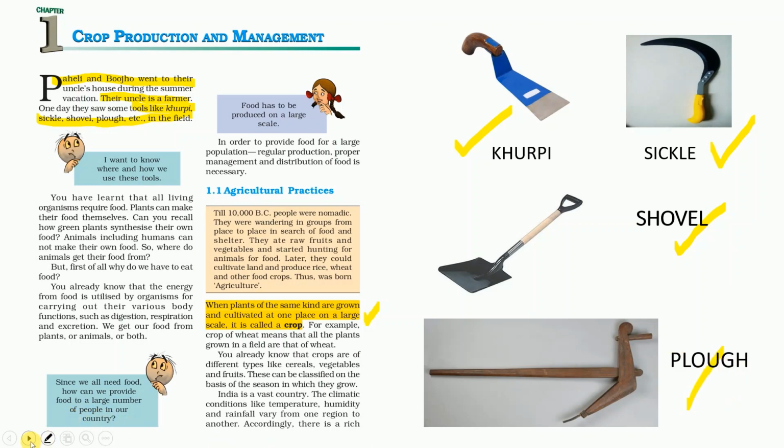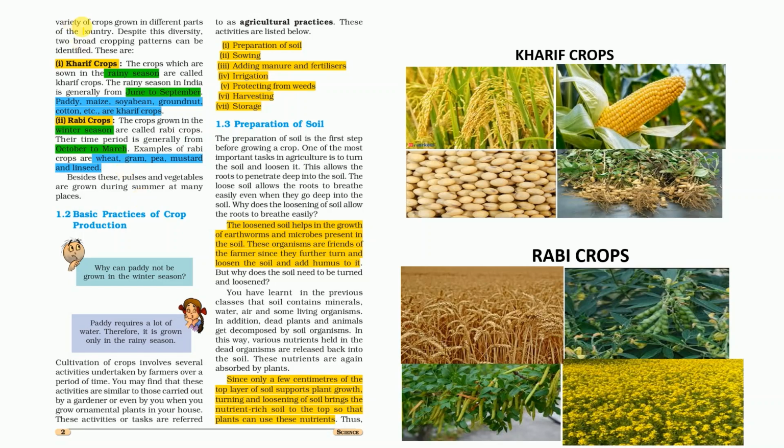Now coming towards the types of crops, there are basically two types of crops: Kharif crop and Rabi crop. The Kharif crop is grown during the rainy season from the month of June to September, and the crops which are grown are paddy, which is also called rice, maize or makka, soya bean, and groundnut or badam.